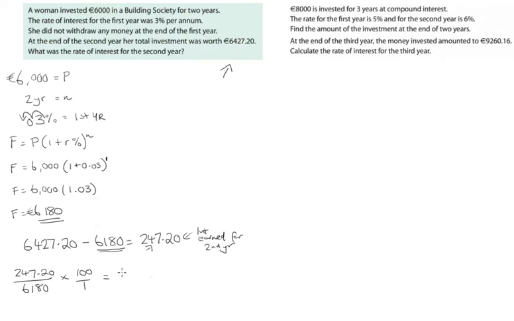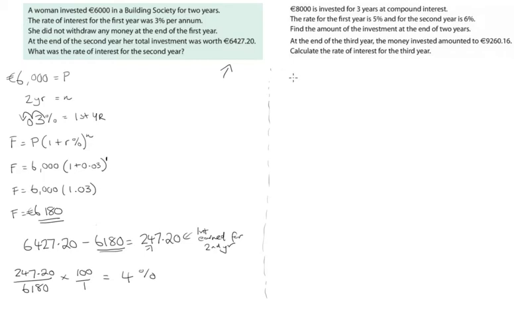So I write down here the answer, 4%. So we found out the rate of interest for the second year. And now I want you to have a go at the sum here on the right. You can see here it's invested for 3 years, so it's a little bit different. You're going to have to figure out the interest rate for the first and the second year. So pause the video, have a go at that, and I'll do it for you now in a second.